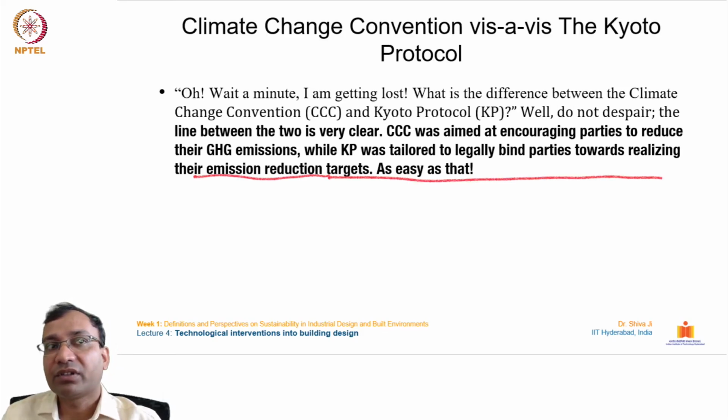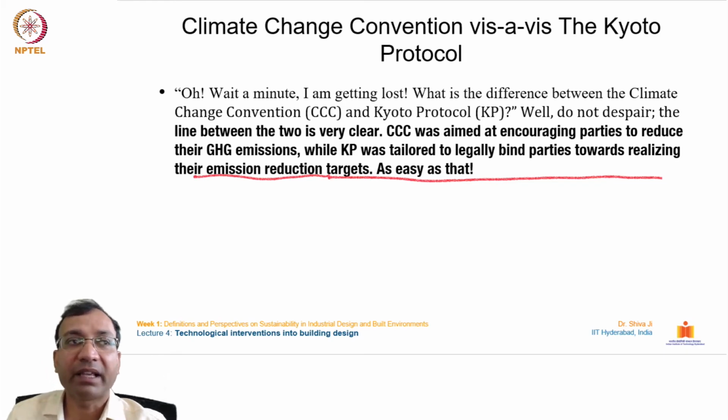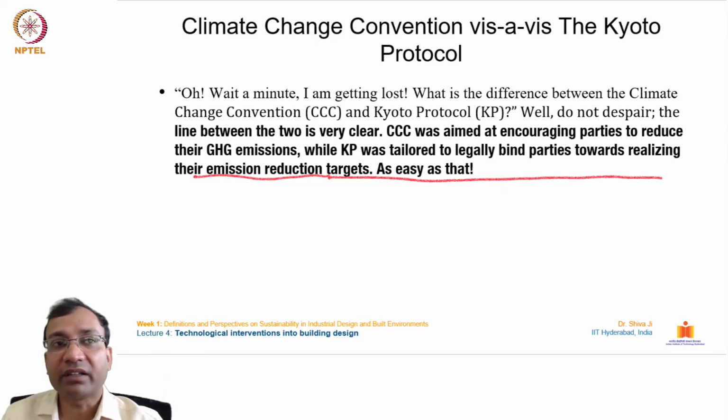Climate change conventions vis-a-vis the Kyoto Protocol. Well, oh, wait a minute, I'm getting lost. What is the difference between the Climate Change Convention (CCC) and the Kyoto Protocol? Well, do not despair. The line between the two is very clear. CCC was aimed at encouraging parties to reduce their GHG emissions, while the Kyoto Protocol was tailored to legally bind parties towards realizing their emission reduction targets. So I hope you understood.